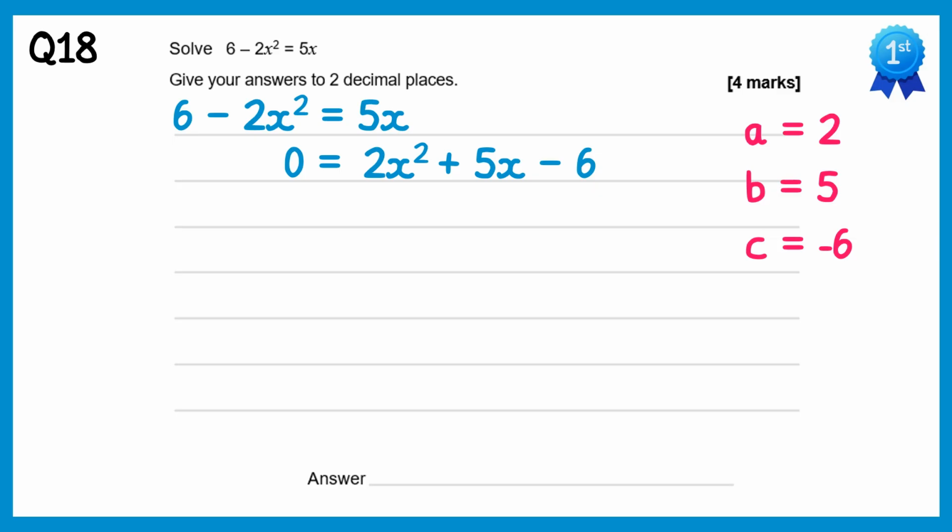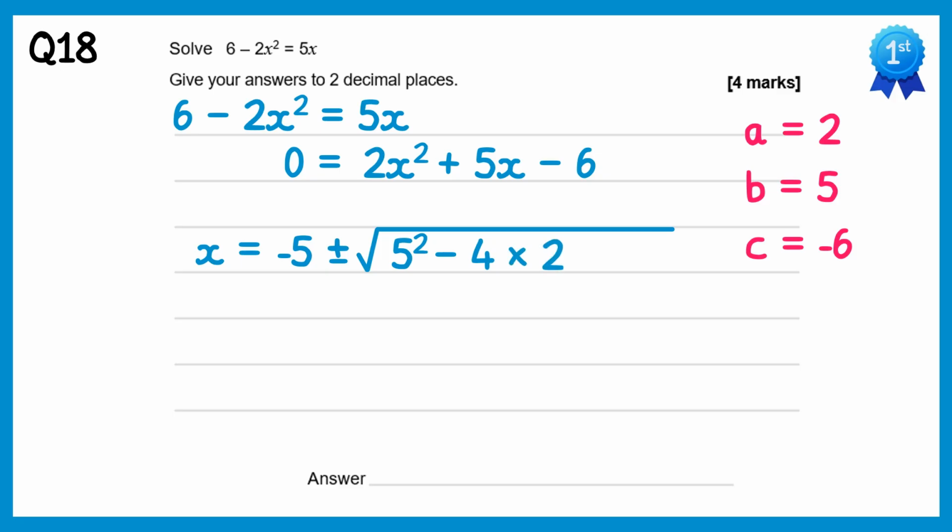Now we just use the formula, which is x equals negative b, now we've got b as 5, so that's negative 5, plus or minus the square root of, then it's b squared, and we've got b as 5, so that's 5 squared, minus 4 times a, which we've got is 2, and then times c, which we have is negative 6. And then we divide all of this by 2 lots of a, and we've got a as 2, so 2 lots of that is 4.